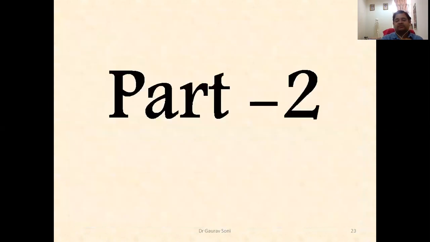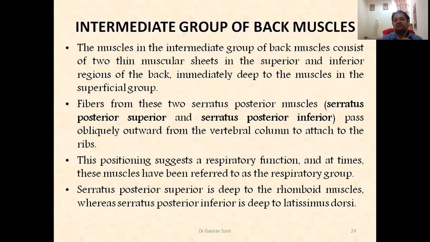Now we are going to start Part 2. In this particular part, we are going to talk about the intermediate layer and the deepest layer. So first of all, the intermediate layer. Intermediate layer consists of two very thin muscular sheaths which are present in the superior and inferior region of the back, immediately deep to the muscles of the superficial group.